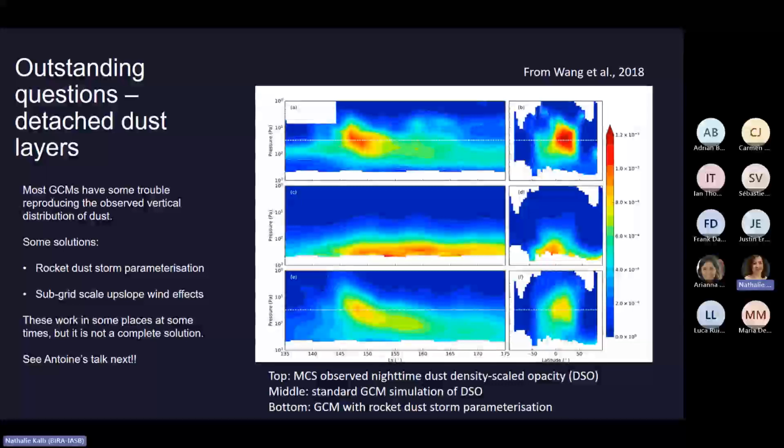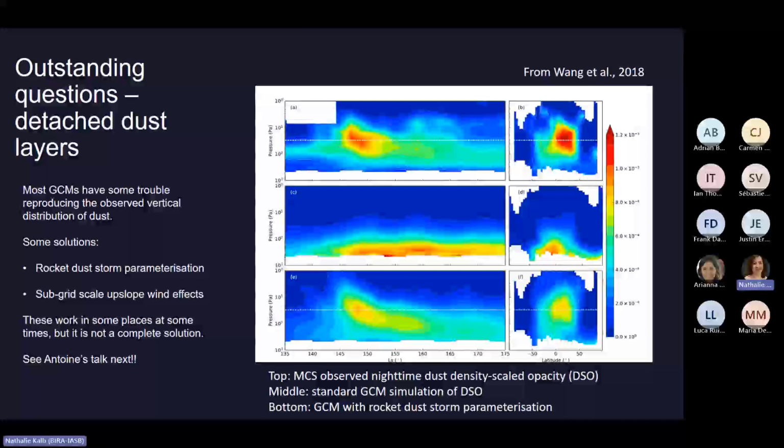But don't you get rocket dust storms more often than you wish? Is this true? Okay. Yes, if the scenario is wrong, we're all wrong. Okay.